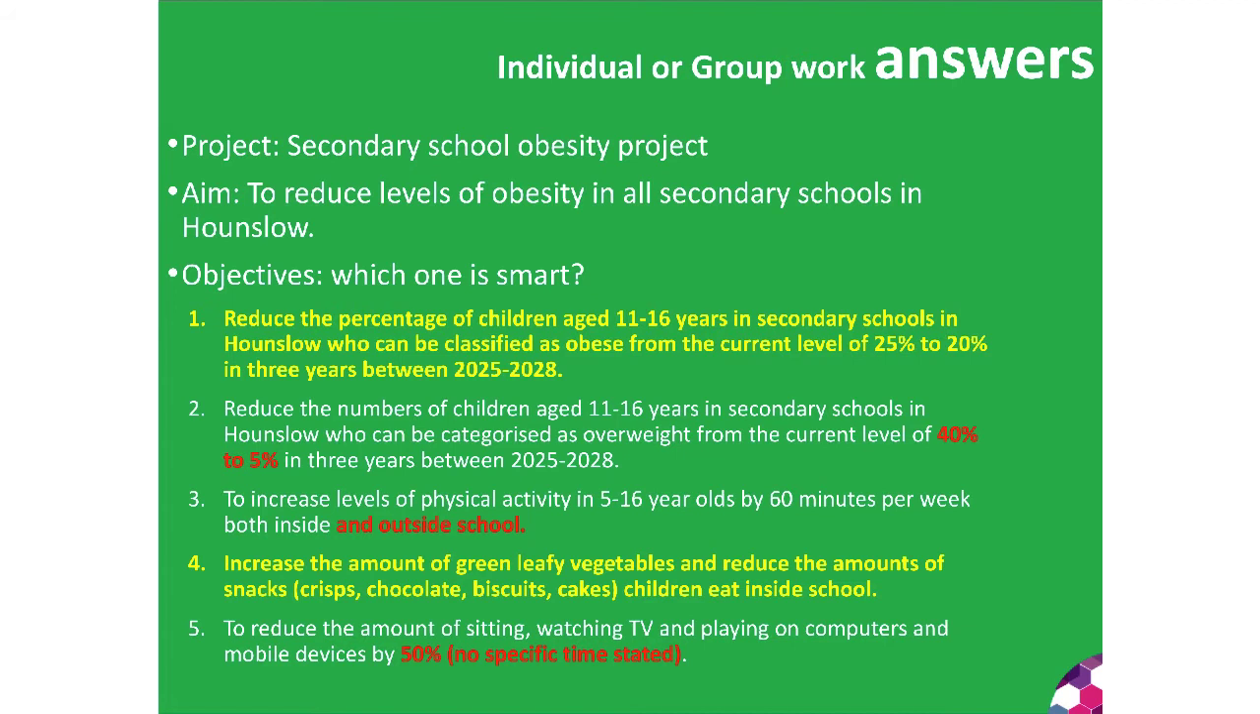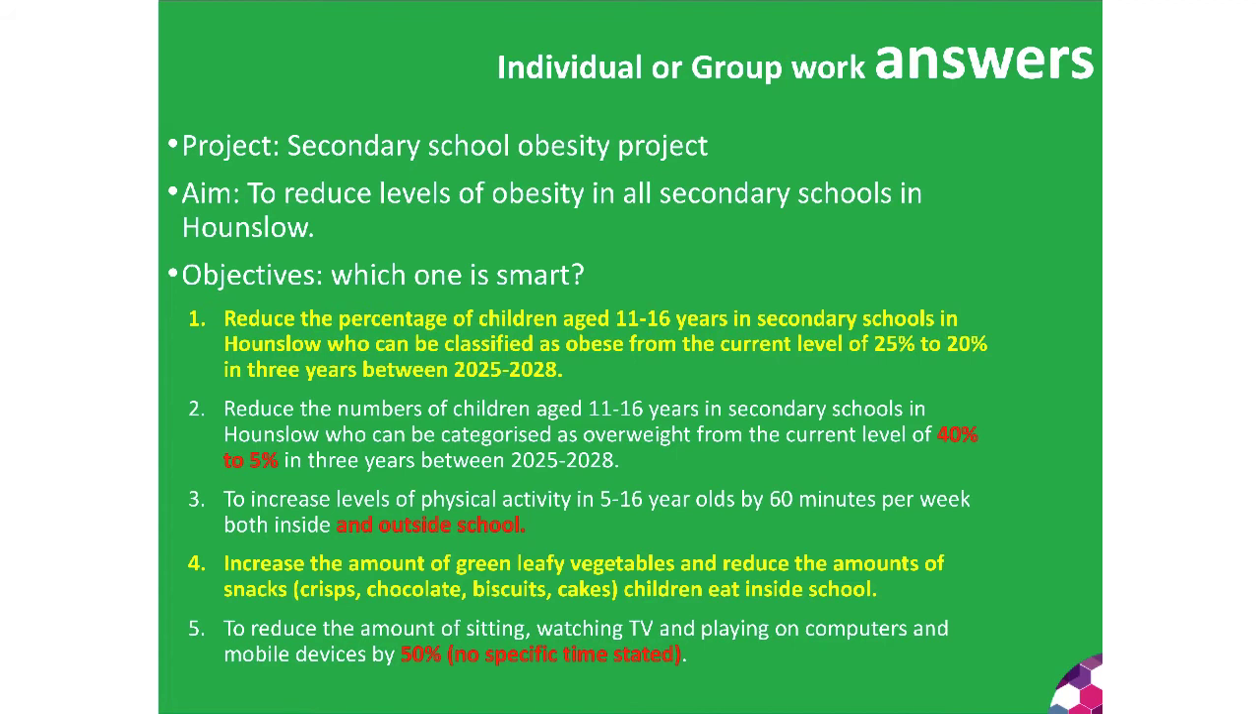And then the last one, to reduce the amount of sitting, watching TV and playing on computers and mobile devices by 50%. Well, again, 50% is huge, and there's also no specific time stated of when we want to achieve that. And again, this is a difficult one to measure. How will we measure the reduction? What would we have to measure it?